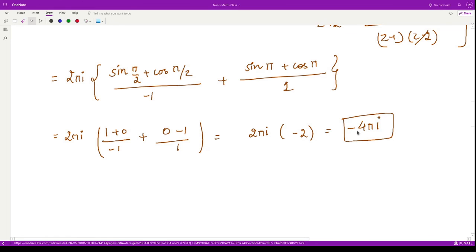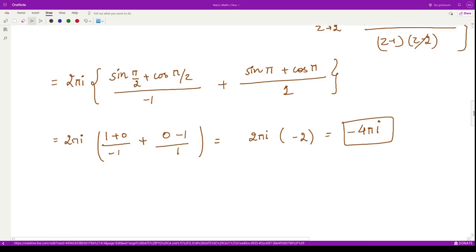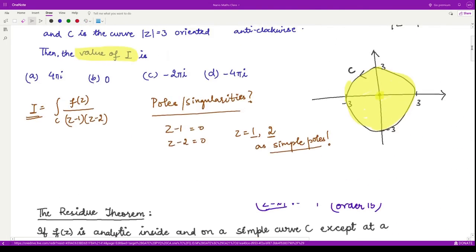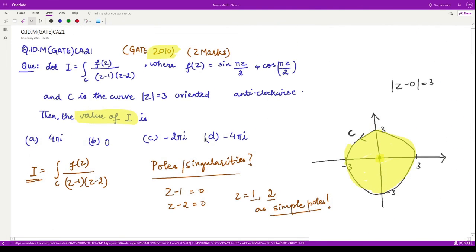So this is the value that we obtained for this integral I. Let us look at our options. From here, option D comes out to be the correct option.